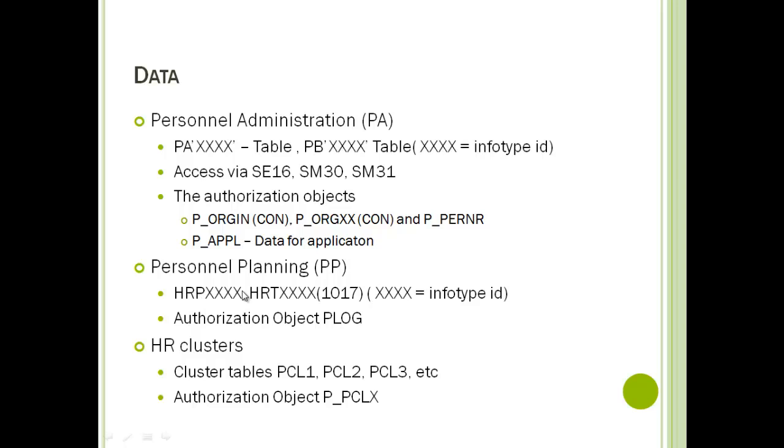Then the next one is personnel planning. Here the data is saved in the table HRP ending with the infotype, and the subtype table will be HRT ending with the infotype. The authorization object for personnel planning is P_ORGIN... rather, PLOG. And the next one is HR clusters. The cluster tables are PCL1, PCL2, PCL3 and so on. Each cluster will have a cluster table. The authorization object for a cluster is P_PCLX.